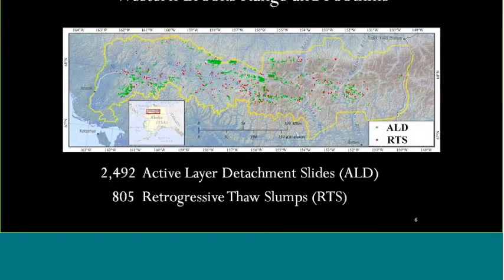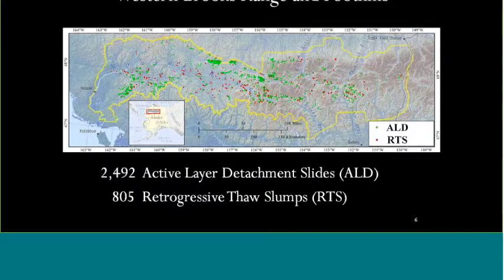So for this study, the idea was to look at the locations of known and mapped features within the central and western Brooks Range in northern Alaska. So these are almost 3,000 active layer detachment sites and 800 thaw slump sites that were mapped beginning by me, and then I turned over my data set to Dave Swanson in the National Park Service, and he completed the carpet coverage mapping of this data set.